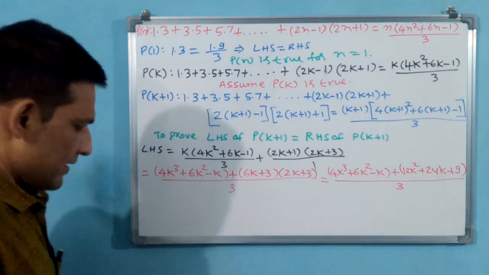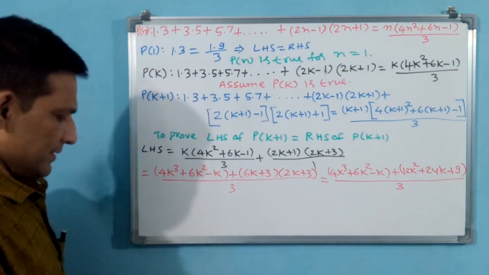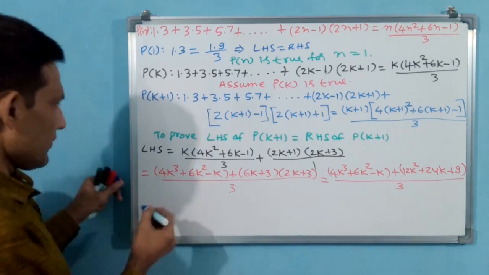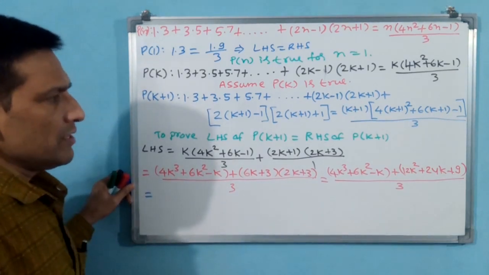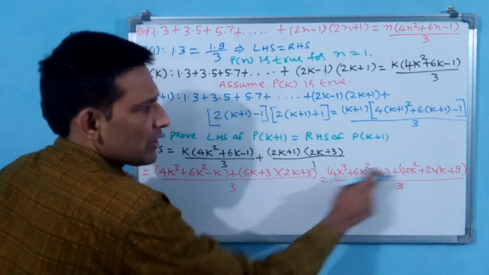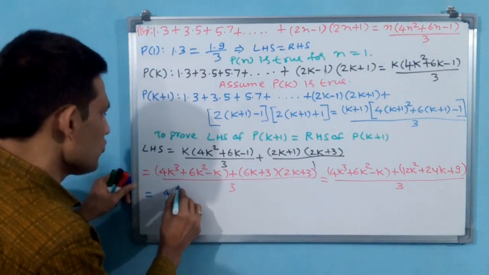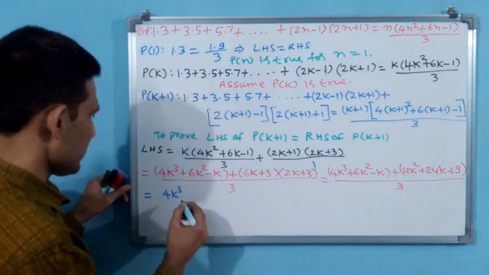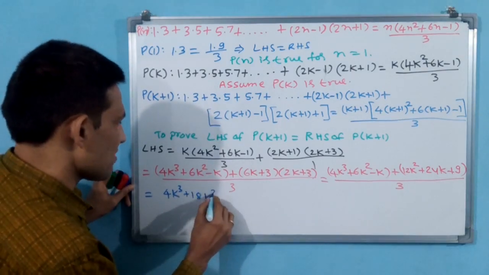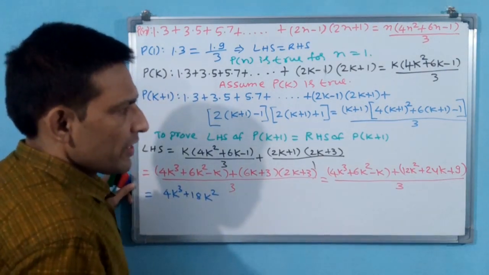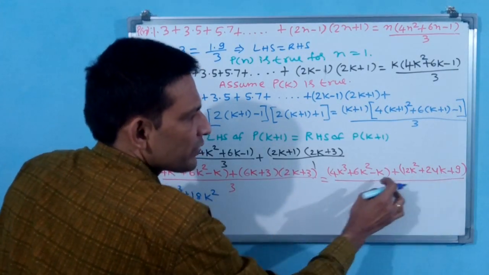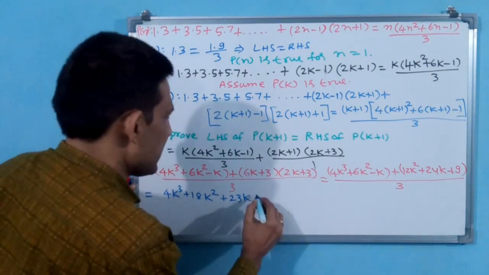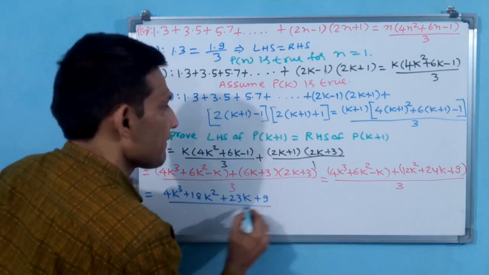Now again you add k cube, k square, like that. Only one k cube is there, 4k cube. For k squares, 6k square plus 12k square is 18k square. For k, 24k minus k is 23k. Plus 9, all divided by 3.